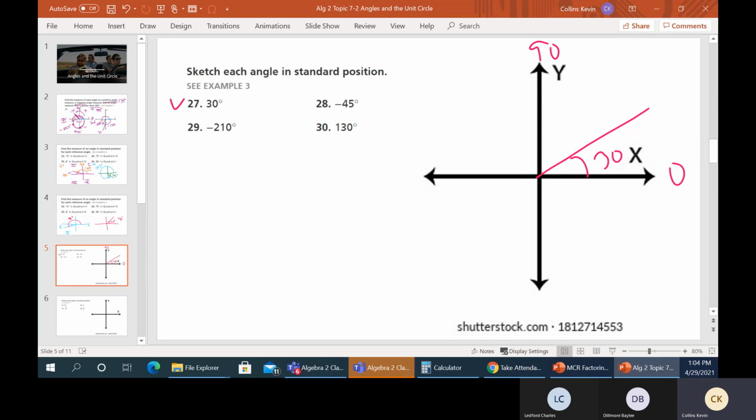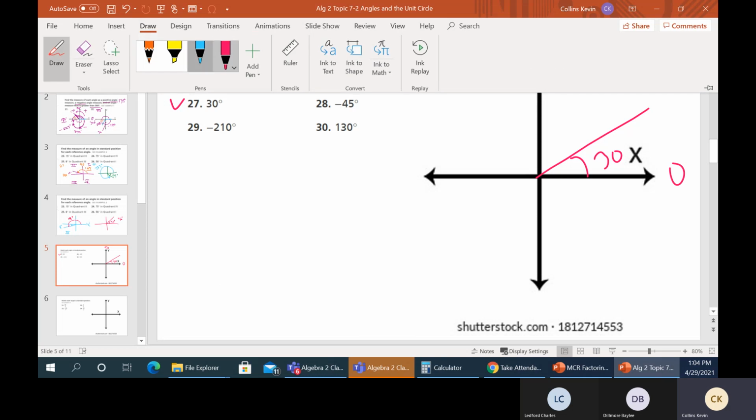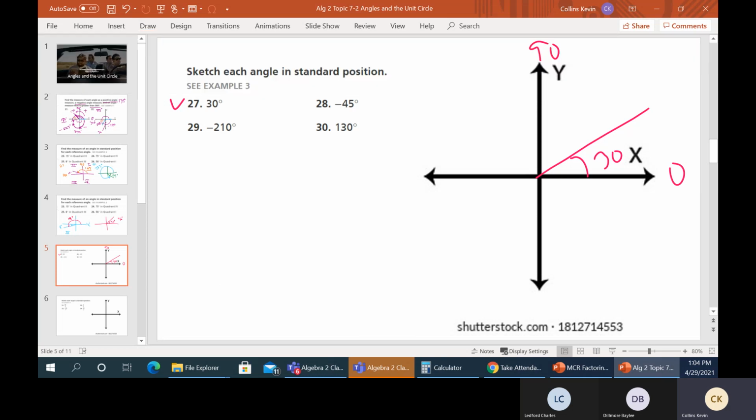So the next one is negative 45. For negative 45, we move in the opposite direction, and 45 is halfway between 0 and negative 90. So this is 0, and this would be negative 90 going in this direction. So this would be negative 45. Okay, so that's that one. Just trying to color code it here for you a little bit.